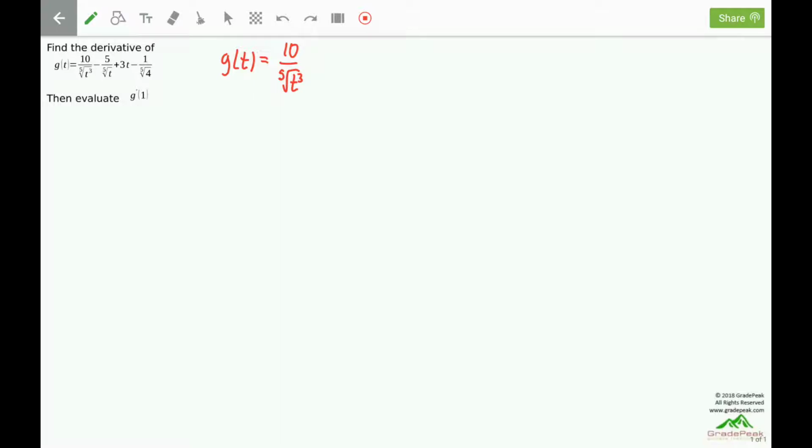10 over the fifth root of t cubed, minus 5 over the fifth root of t, plus 3t, and then minus 1 over the fifth root of 4. We can therefore take the derivative of each of those terms separately and combine the results by addition or subtraction accordingly. In order to take the derivative, we're going to make use of the power rule, but I will have to rewrite the first and second terms as a power function before we can attempt to take the derivative.